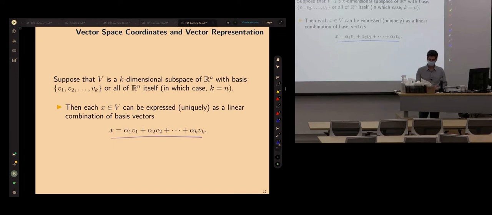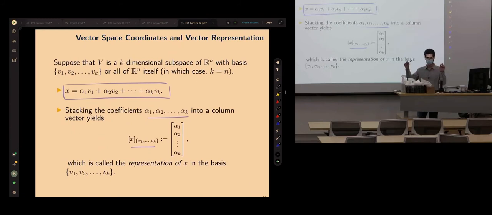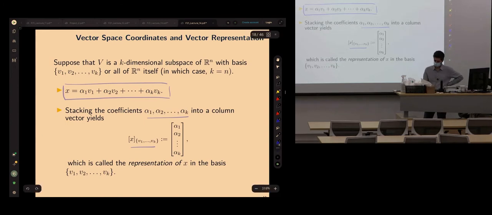And of course, my vector is not just the sum of basis vectors, but has some scale coefficients along each basis vector. If you stack them in a vector, alpha 1 to alpha k, this is called a representation of x in the basis v1 to vk.